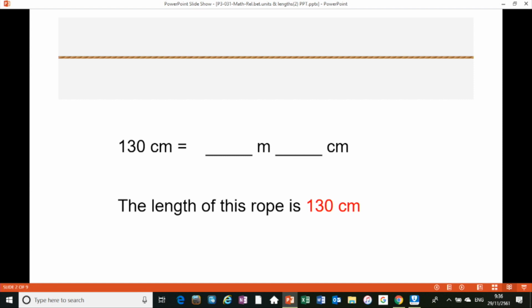How many meters can we make with 130 centimeters? 1 meter and 30 centimeters. Excellent. You see, we have enough, 130 centimeters. 100 centimeters is 1 meter. But then we have 30 centimeters left over. So we can say 1 meter and 30 centimeters. Excellent.